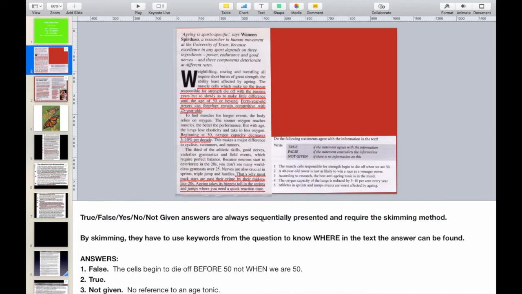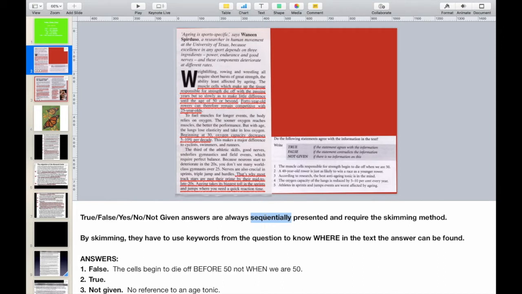And that expectedly the answers will be sequentially presented, and therefore they have to make use of one reading method, and that's to skim. Now, before you volunteer these ideas, you might want to ask them the basic questions. For example, you might ask them, how do we expect the answers to be presented in a yes, no, or true, false, not given question? Naturally, students would say random or sequential, and then eventually you tell them that it's sequential.